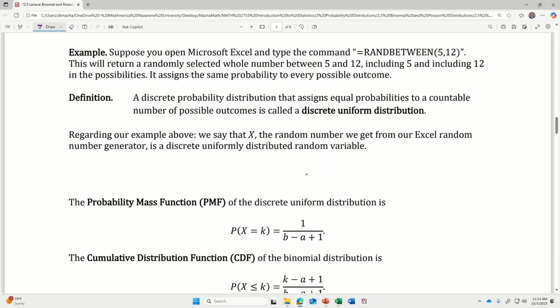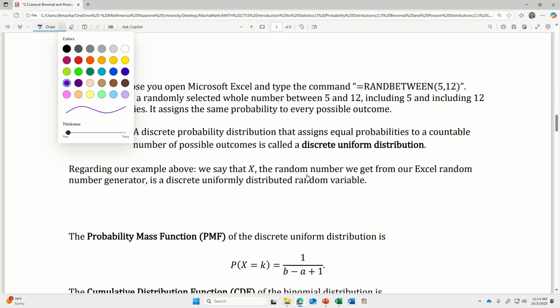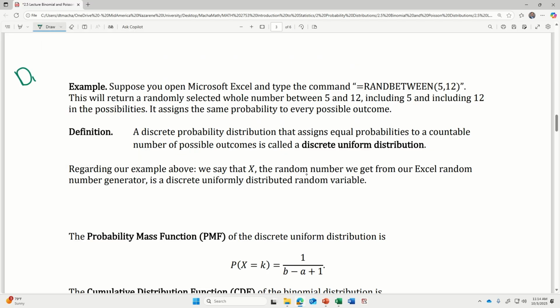Okay, so the last distribution we're going to talk about in terms of the discrete distributions is the discrete uniform distribution. We kind of started talking about this last time too. But if you open up Excel and you type in the command RANDBETWEEN, that's going to give you a random number between 5 and 12, including 5 and 12 as possibilities. And the same probability gets assigned to every single possible number in that range. So that's what makes a discrete uniform distribution.